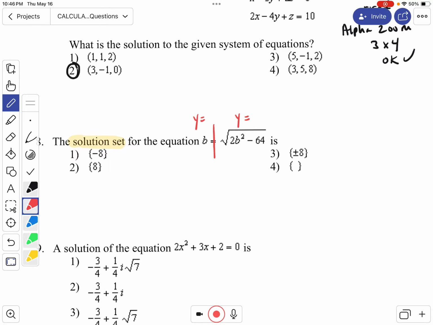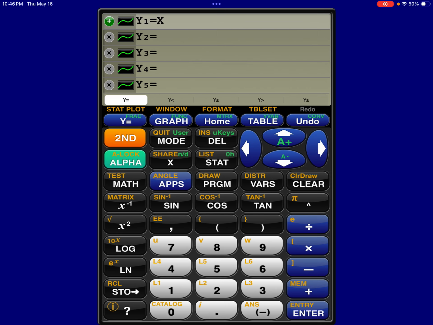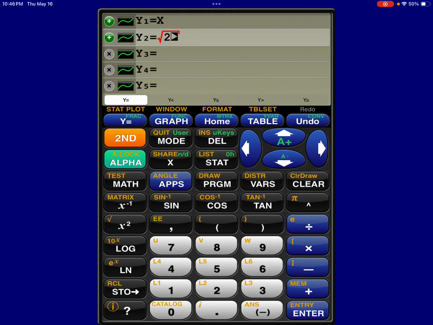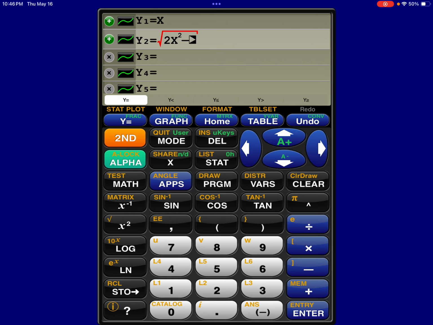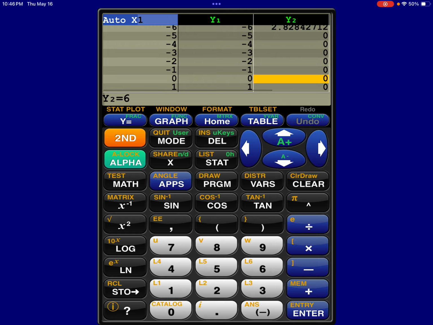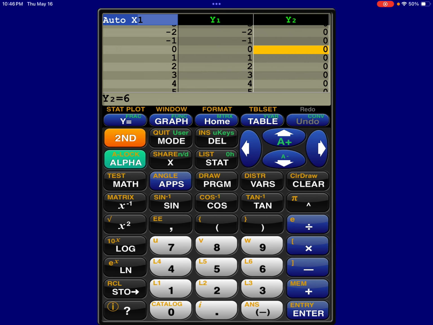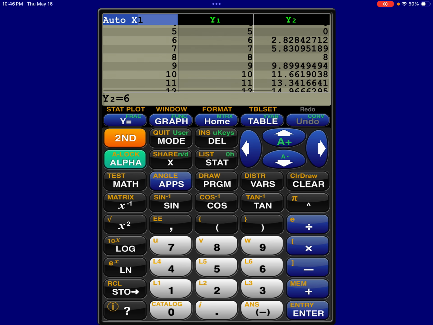And I know that it says b, but let's just pretend that that is y, just to make it easier for us. Okay, the left side was just b, which is going to be x. The right side is going to be the square root of 2x squared minus 64. Now we're going to go to the table and we're going to look to see where the left, where our, did I plug something in wrong? No, I didn't. Okay.